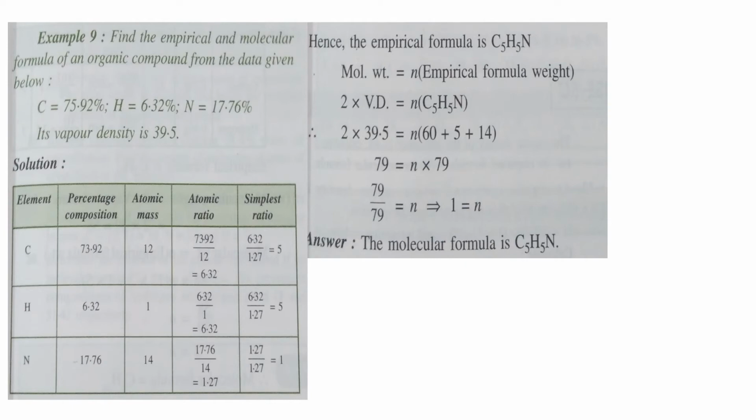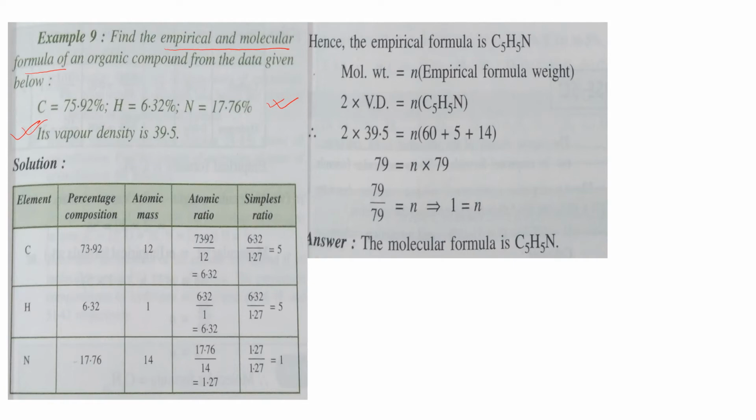Now this question: find the empirical and molecular formula of an organic compound from the data given below. The percentages of carbon, hydrogen and nitrogen are given here, and the vapor density is given as 39.5. You have to find the empirical and molecular formula of this compound. From the data given, that is the percentage of carbon, hydrogen and nitrogen, you can find the empirical formula as usual.